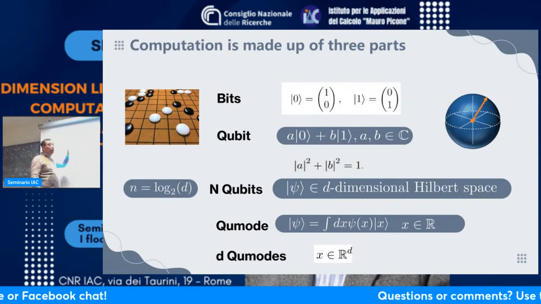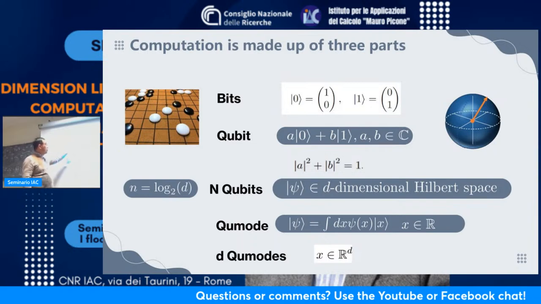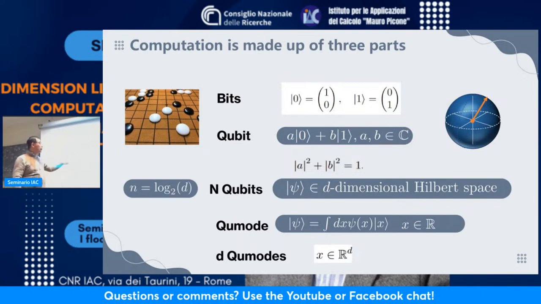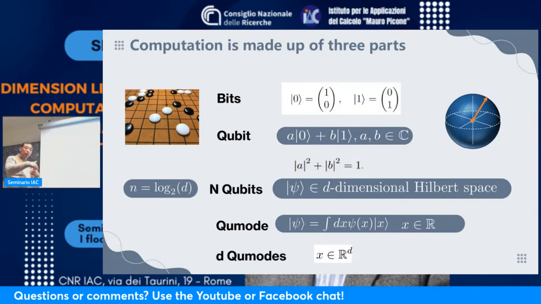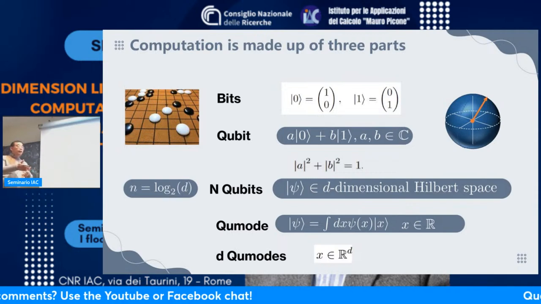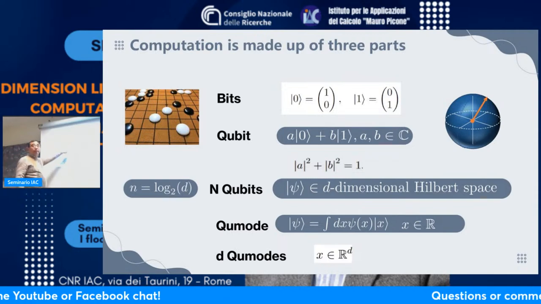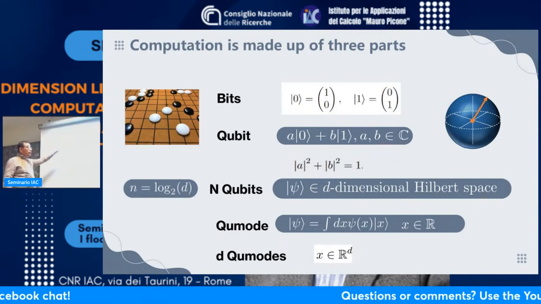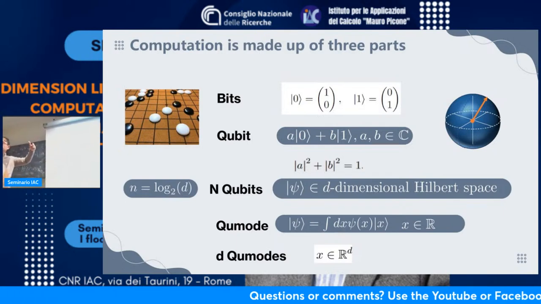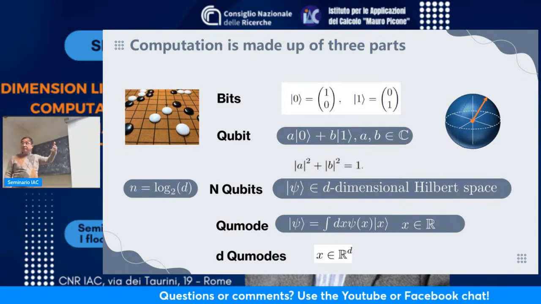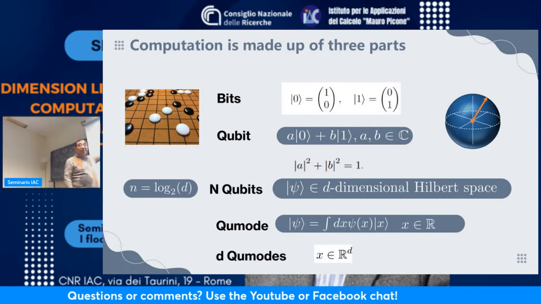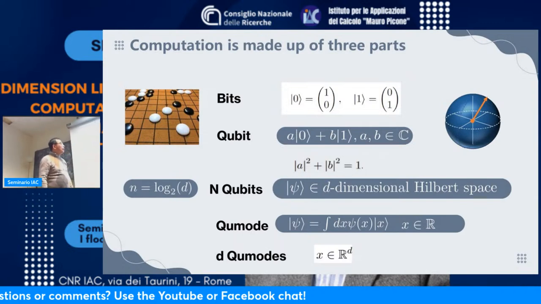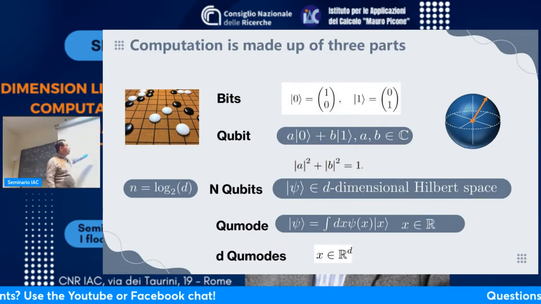If you have n qubits, if you have a d-dimensional problem, you can use n qubits, where n is basically log d. So if the dimension is 2^n, you only need n qubits. That's why a quantum computer can offer up to exponential speedup, because of this log relation, all right? So that's how you go to n bits.